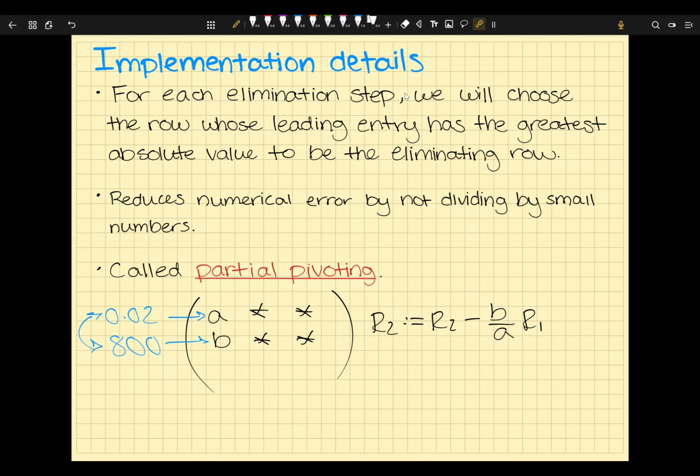Before we get into the code, do we have any questions about row reduction, how we interpret the solution to row reduction, or any of these extra implementation details I've mentioned?